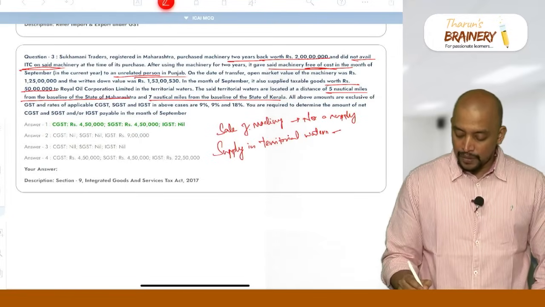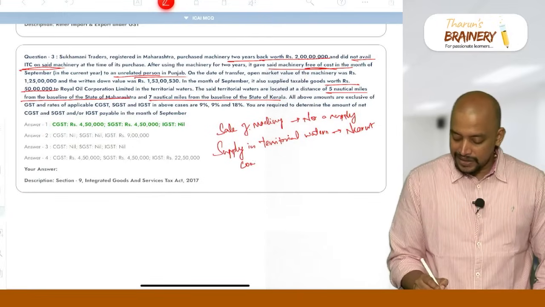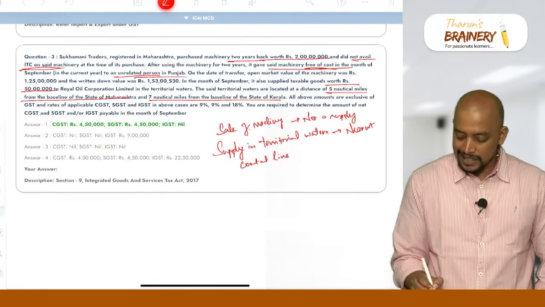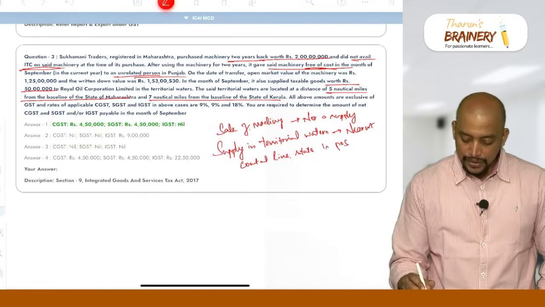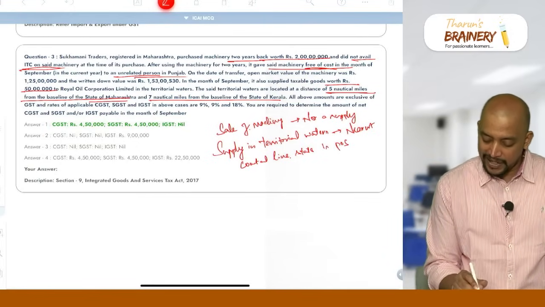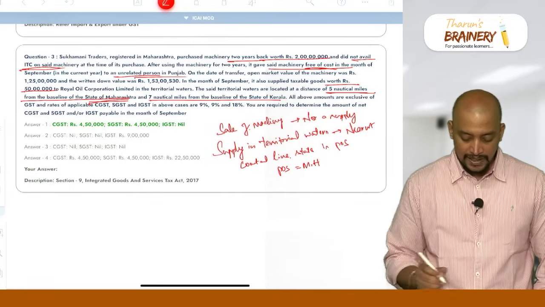Supply in territorial waters: the nearest coastal line state is the place of supply. So which is the nearest coastal line? It is 5 nautical miles from the state of Maharashtra. So the place of supply is Maharashtra.